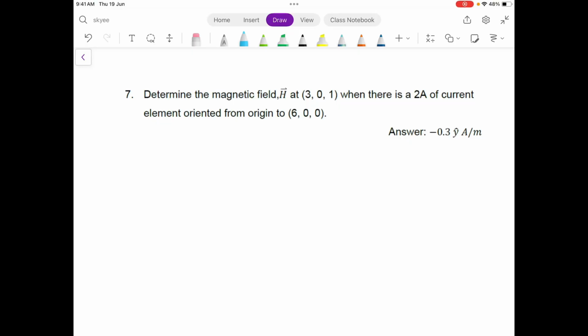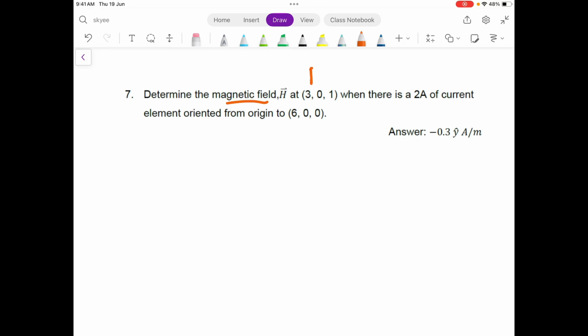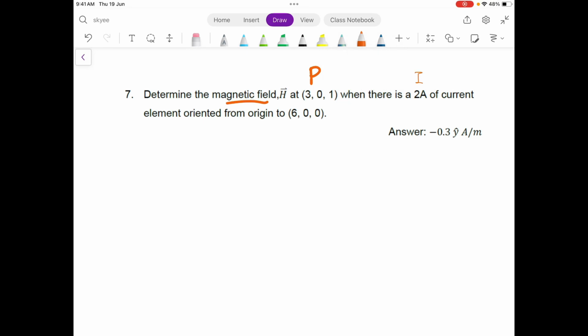Alright, so now let's look at these questions. You have to determine the magnetic field at these positions. So these positions is your observation point, point P. There is 2 amperes of current, so this one is representing the I, of current elements oriented from origin to this point. So what is origin? Origin is 0, 0, 0.